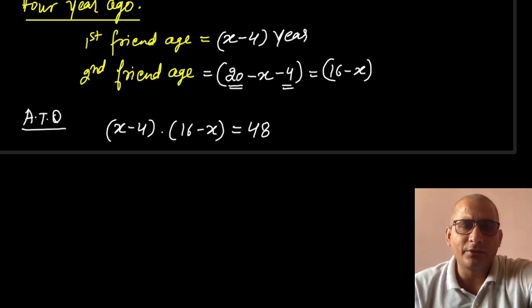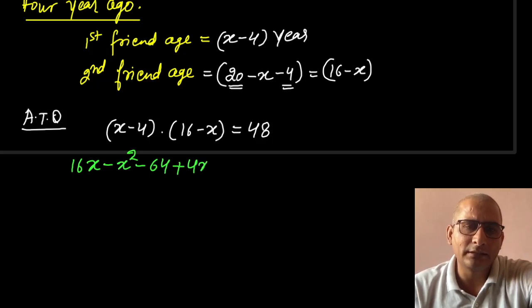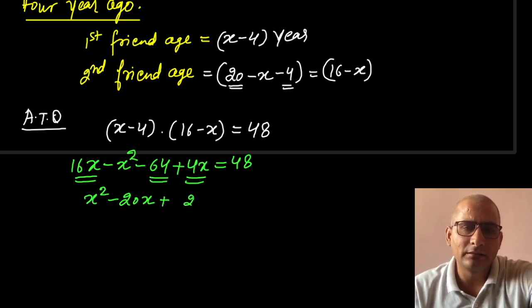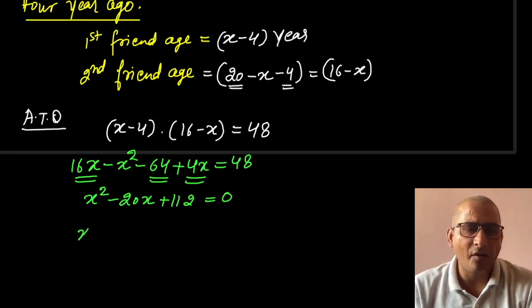Now let us solve these equations. So if I open the bracket, it can be written as 16x minus x square minus 64 plus 4x is equal to 48. Now simplify it. x square, 16 plus 4, 20, इधर लेके जाएंगे तो minus 20x, 64 को इधर लेके जाएंगे तो it becomes plus 112 equal to 0.